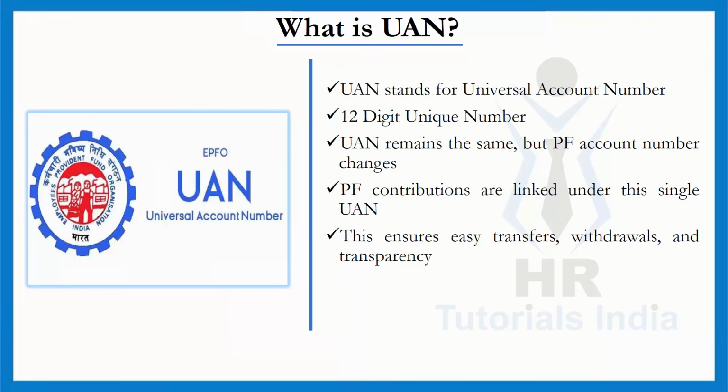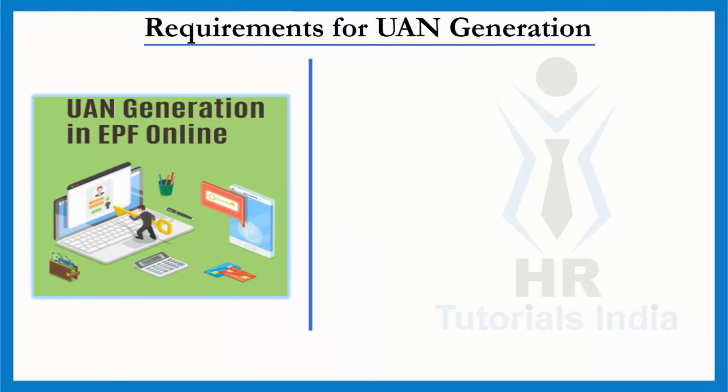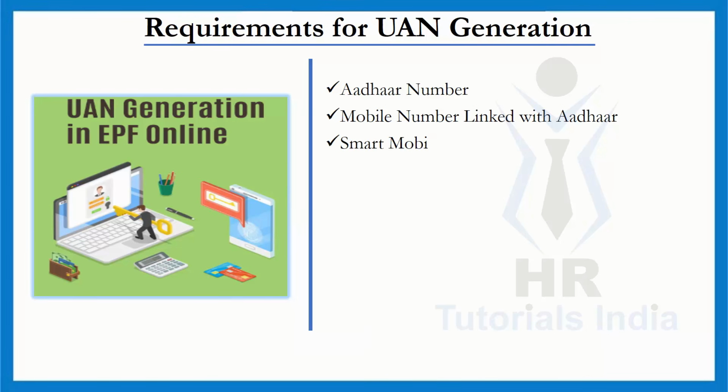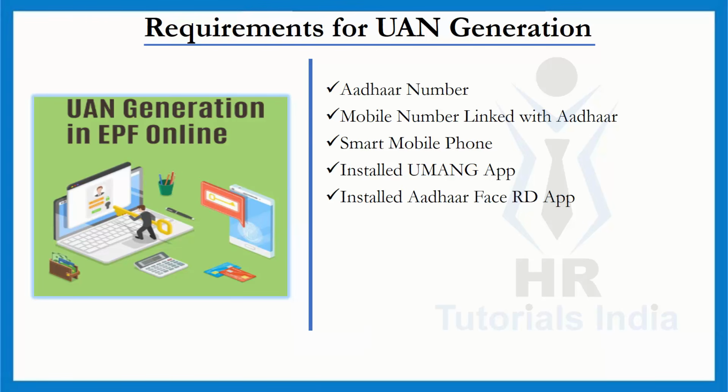Now let's get into the second part, that is, what are the requirements for UAN generation. You must have a valid Aadhaar number to generate your UAN. Then you should have a mobile number which is linked with Aadhaar to receive OTP for verification. Then you should have a smartphone to install and use the UMANG and Aadhaar Face RD apps. Then you should download and install the UMANG app from the Play Store to access EPFO services. Then you also need to install the Aadhaar Face RD app. It helps in completing face authentication during the UAN process.